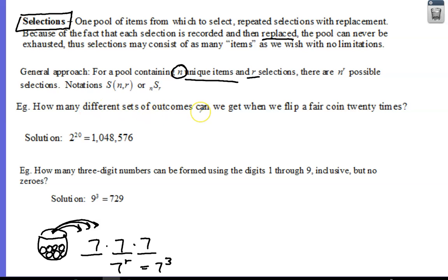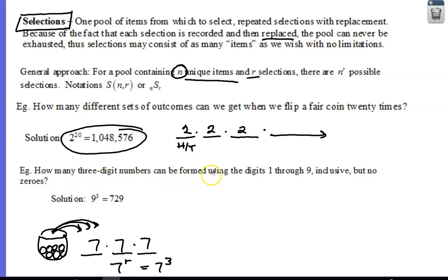How many different sets of outcomes can we get when we flip a fair coin 20 times? Well, think about it. Each little independent selection has how many choices? Well, if you flip a coin, you can either be heads or tails. So you have 2. And then you're going to flip it again, and then you're going to flip it again, and you're going to do this 20 times. So you'd have 2 to the 20.